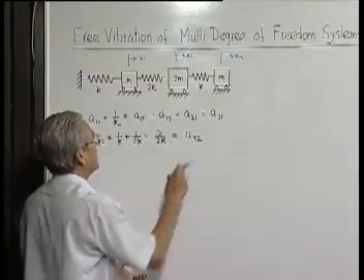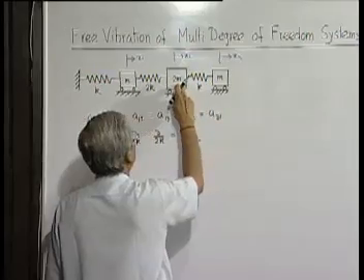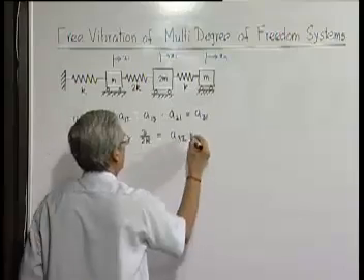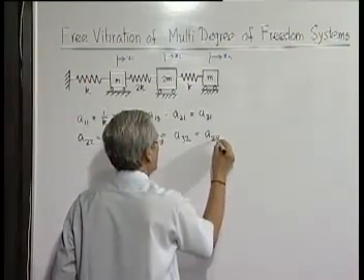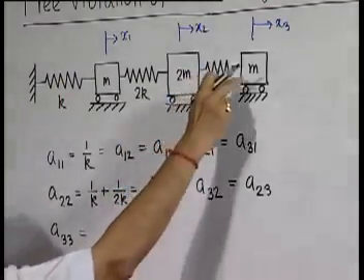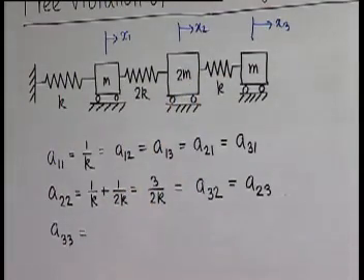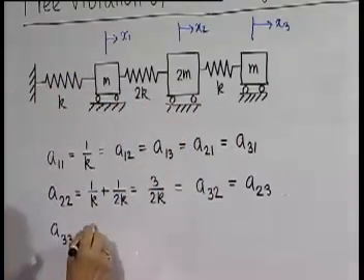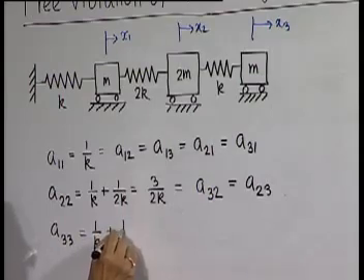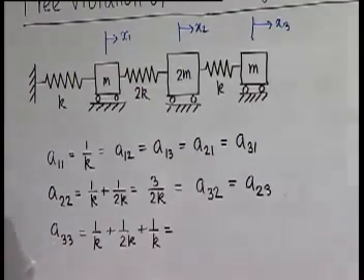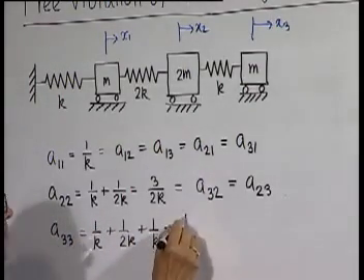At the same time, if I apply a unit load here, what will be the displacement of this? It will be again the stretch of this spring and this spring, which is this. So, this is A23 also. And the only one which is still not determined is A33. That is, if I apply a unit load at station 3, what will be the displacement of the station 3 itself? It will be the stretch of these 3 springs. So, obviously, it will be 1 by k plus 1 by 2k plus 1 by k, which is equal to 1, 2, 2, 4. So, 5 by 2k.